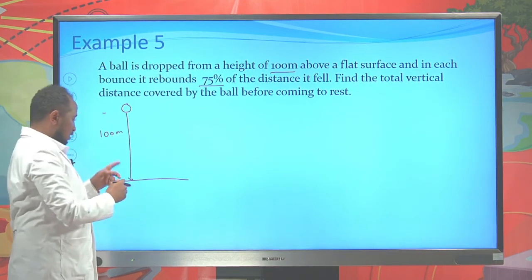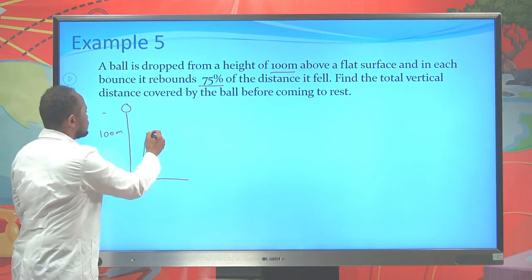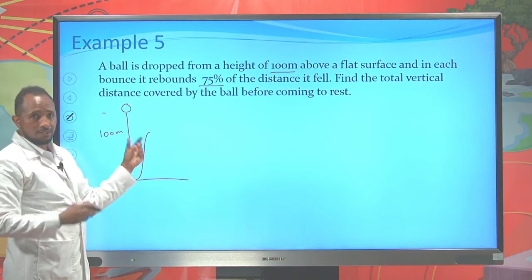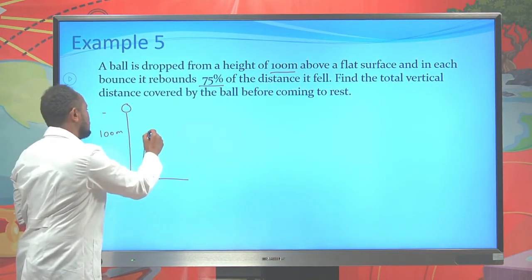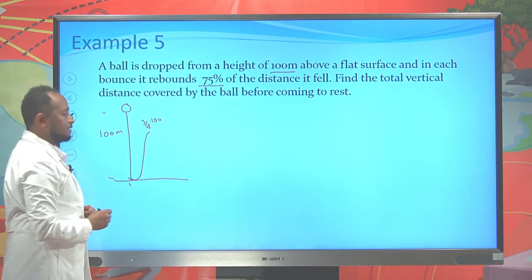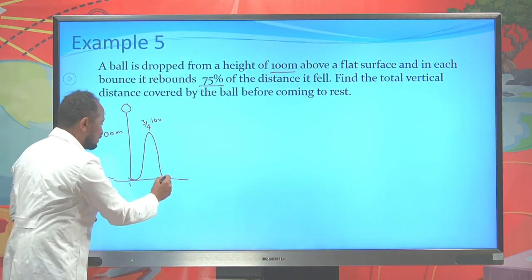So it rebounds to the height of 75% or 3/4 of 100. It rebounds that much height. Therefore, this height is 3/4 of 100. And it falls down also, and it continues like this.